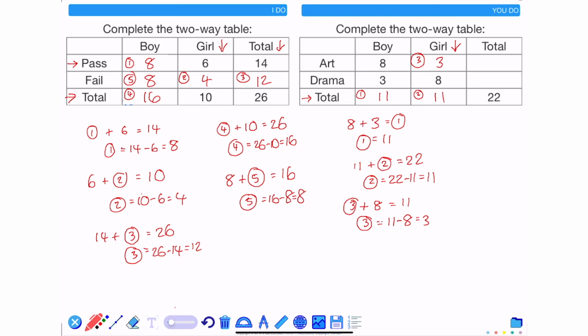Now looking at my total number of students that did art, the number of boys that did art plus the number of girls that did art is equal to missing point number 4. So missing point number 4 is 11. And likewise, looking at the drama, 3 boys did drama, 8 girls did drama, which gives me missing point number 5. So number 5 will be 3 plus 8, which is equal to 11. And I've now completed my table.